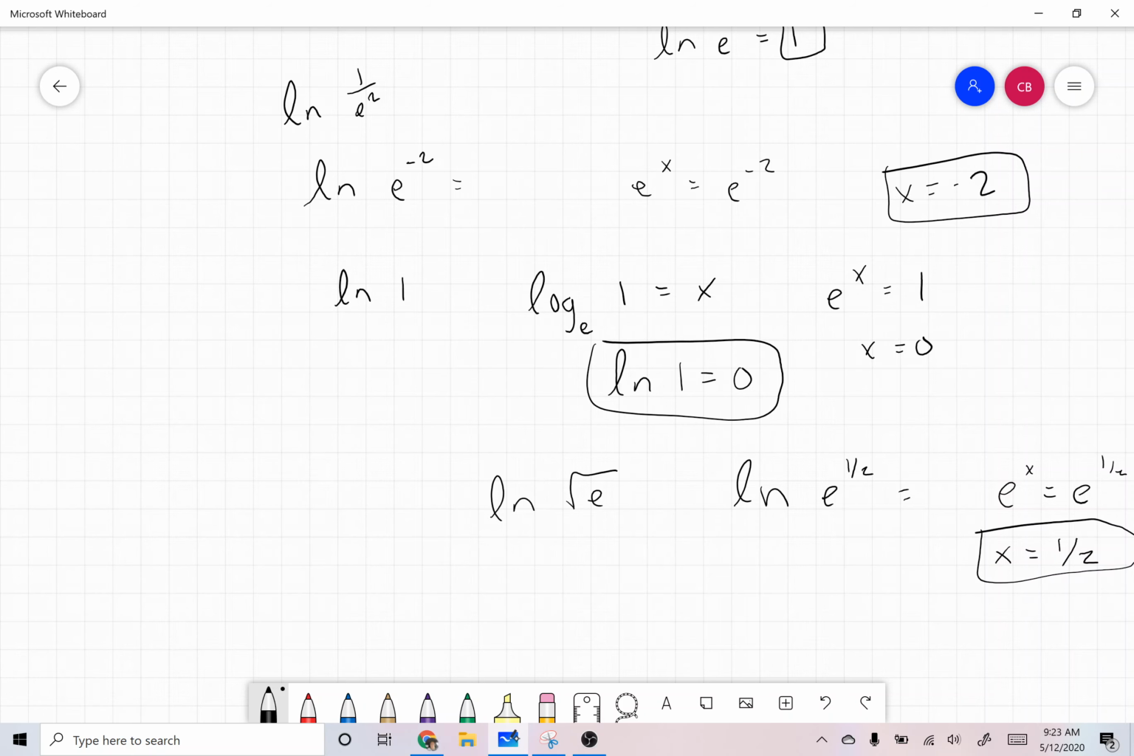So that's pretty straightforward. It's just remembering the rules. I think you guys will do fine. Another way we could have done this is remember that if you have logarithms, you can write the power in front. We have 1/2 times ln e. Well, we know ln e is 1, so 1 times 1/2. That would be another way you could do it.